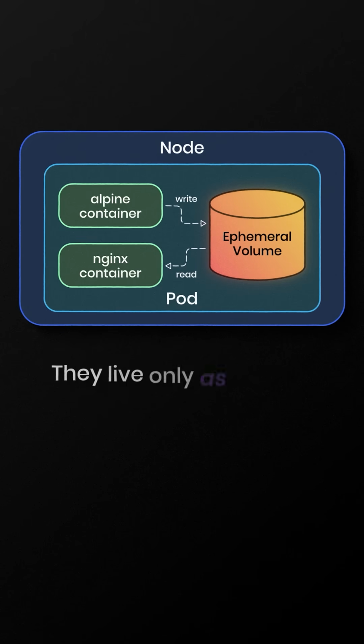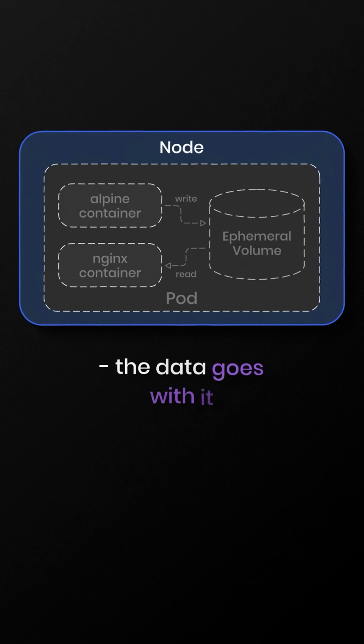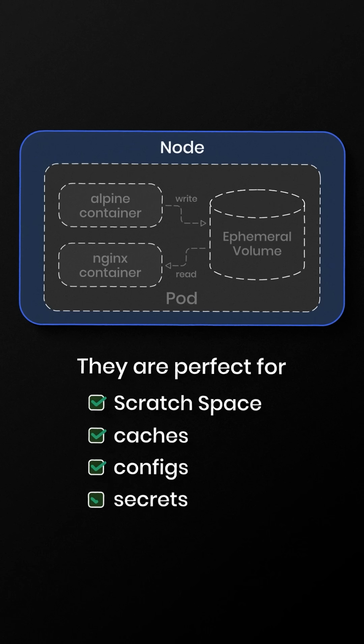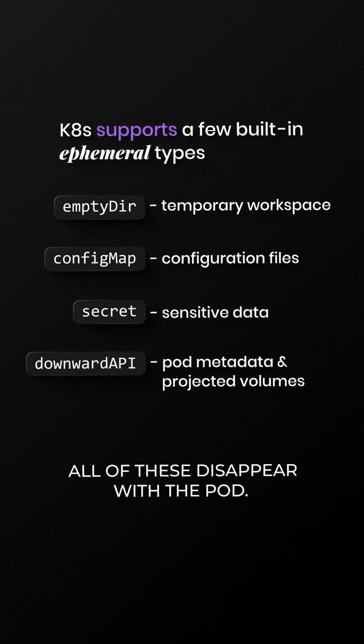Here's the simple breakdown. Ephemeral volumes are temporary. They live only as long as the pod does. The moment the pod goes away, the data goes with it. They're perfect for scratch space, caches, configs, and secrets. Kubernetes supports a few built-in ephemeral types: emptyDir for temporary workspace, ConfigMap for configuration files, Secret for sensitive data, Downward API for pod metadata, and Projected Volumes, which combine multiple sources into one place. All of these disappear with the pod.